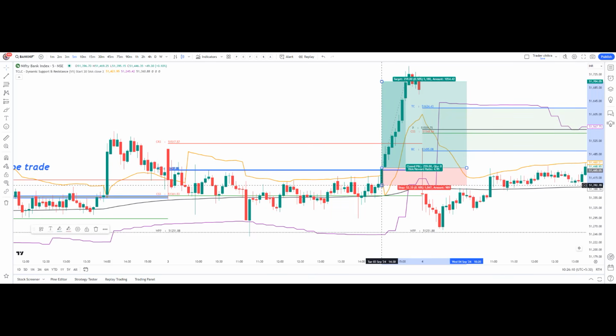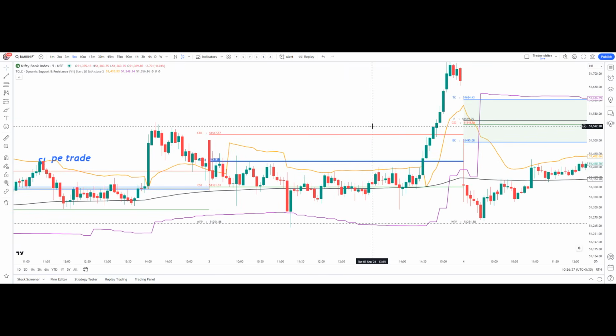So we can see this particular green candle is 52 points, 52.35, and the target is 259. So on that day we got a CPR breakout and we got a nice long trade. Okay, so this is how we can use this particular minor and major support and resistance level.